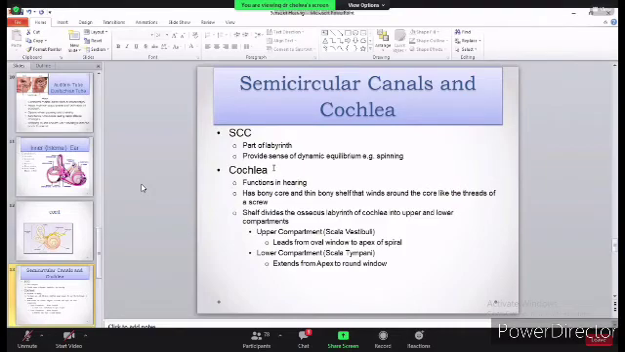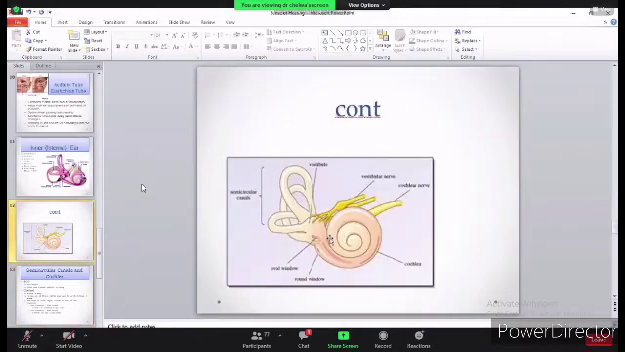For example, here mentioned is a dynamic equilibrium. What I'm talking about is when I stand and start spinning, what helps me not fall down? It's the semicircular canal. There is a part in the semicircular canal that we call the crista ampullaris, which we'll discuss later. So the semicircular canal is responsible for dynamic equilibrium when you're spinning or when you're moving your head side to side rhythmically. And then we have also the cochlea, which is this portion here, the snail-like portion.